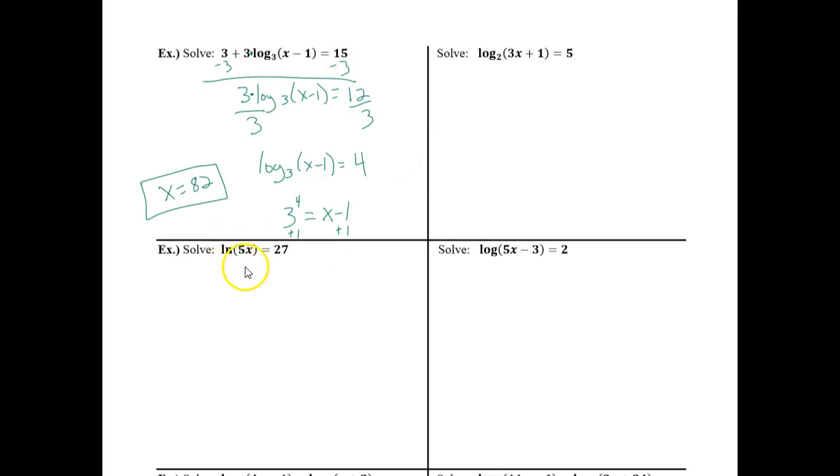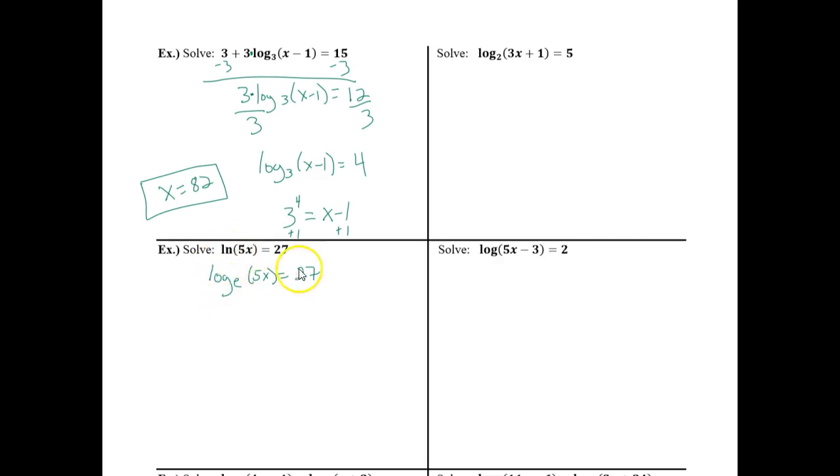This next example has the natural log of 5x equals 27. And this is where we have to remember that the natural log is the same thing as log base e of 5x equals 27. So some people do not have to write this step, and that's okay, as long as you remember the natural log is base e.